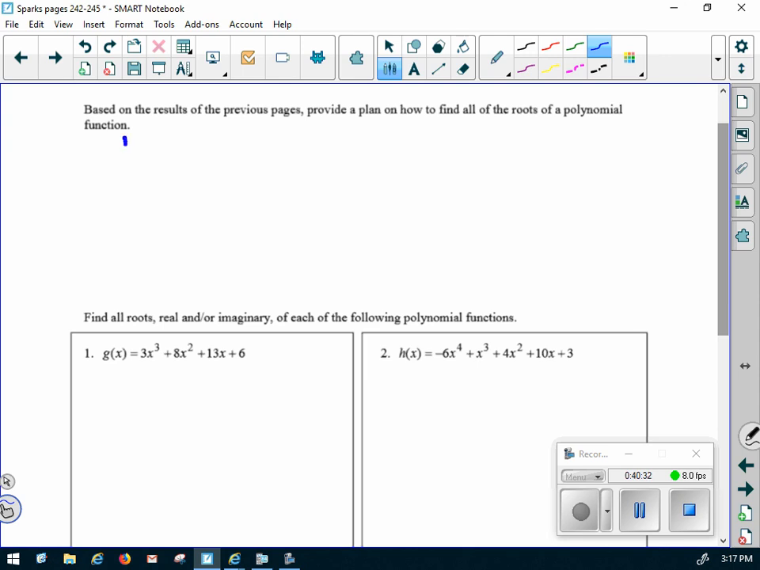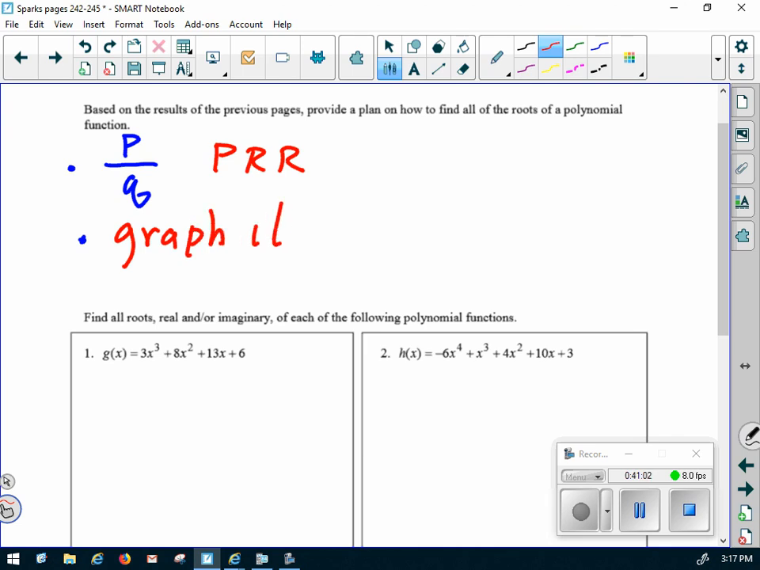Step 1. Make your list of P over Q's. Step 2. These are the possible rational roots, right? But I won't know the highly possibles until I do what? Graph it. Then we'll find the highly possible rational roots.